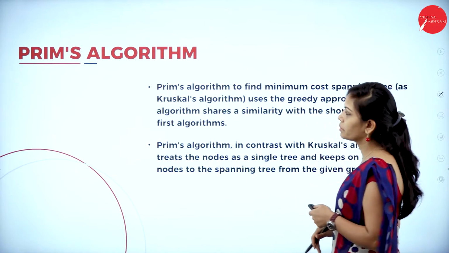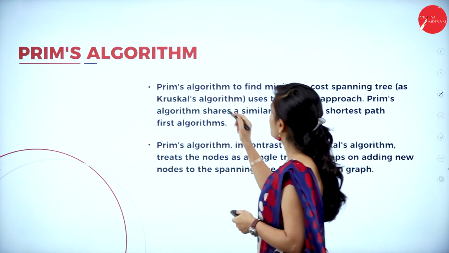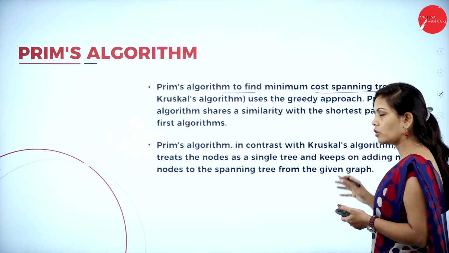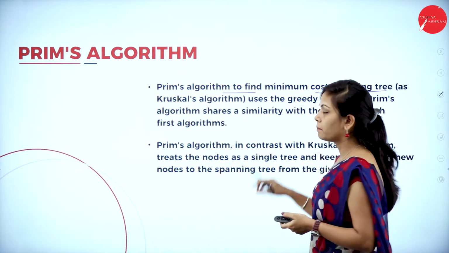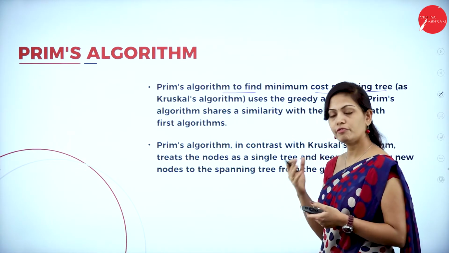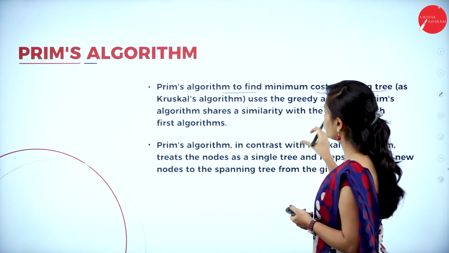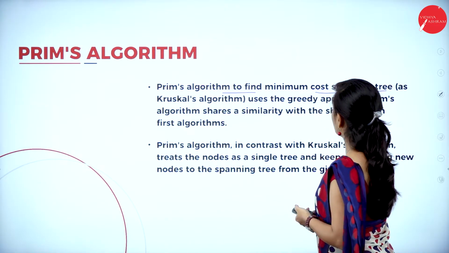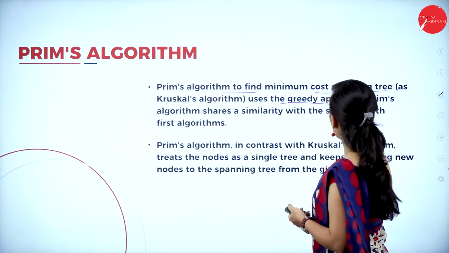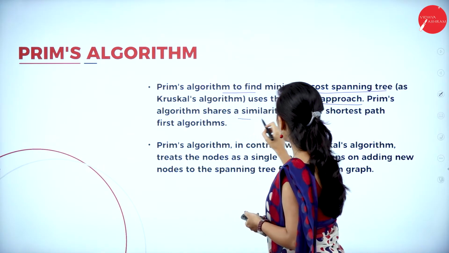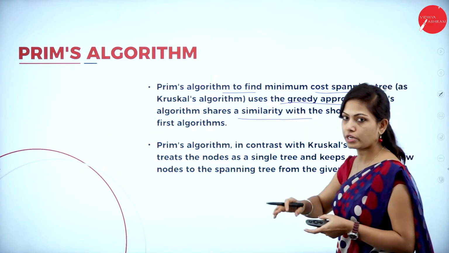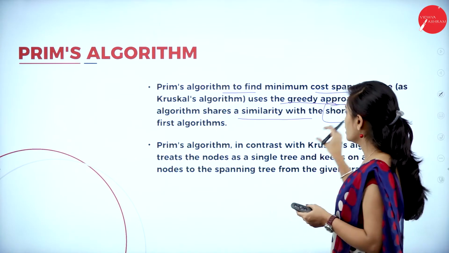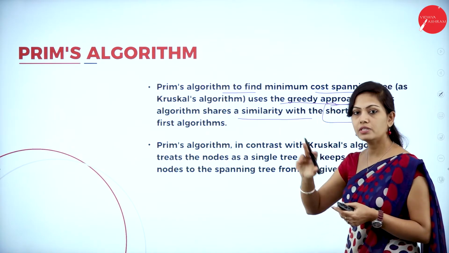And the next one is Prim's algorithm. Here, Prim's algorithm is used to find the minimum cost spanning tree. Here also we are finding the minimum cost, as we did by applying Kruskal's algorithm. And here also it uses the greedy approach. Prim's algorithm shares a similarity with the shortest path first algorithm. Here we are finding the shortest path for connecting from one vertex to another vertex. We are finding the shortest path first.